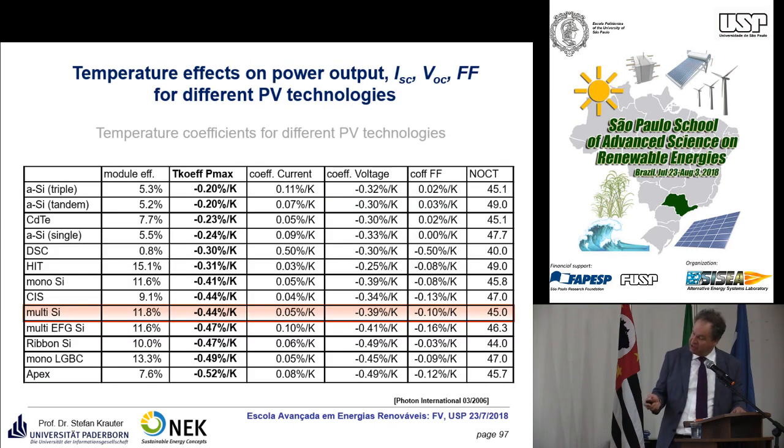Here we have a table which shows the different technologies and the reduction of power output. For example, for multicrystalline silicon, which is the most often used nowadays, you have a reduction of minus 0.44% per Kelvin. For current, it's even a bit decreasing. And here the coefficient is also temperature dependent, so the form factor is also temperature dependent and also decreases a little bit with temperature.